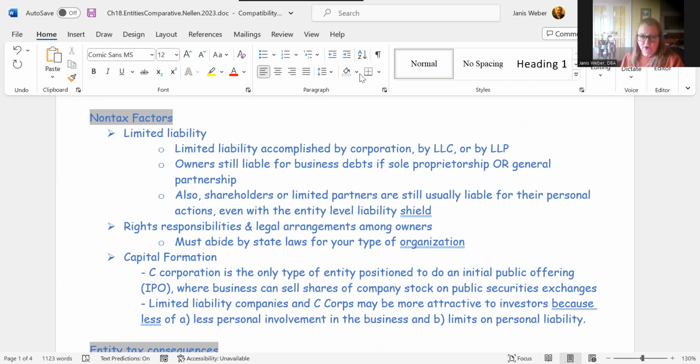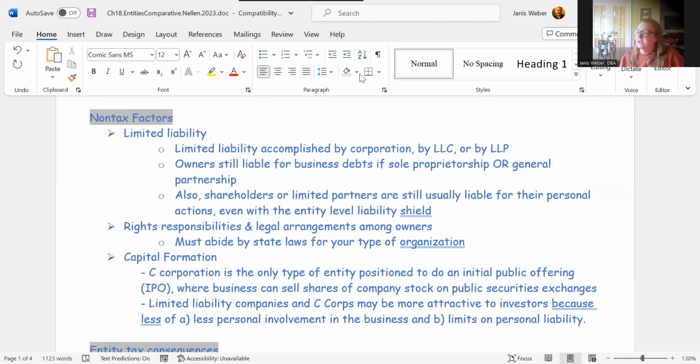Or if someone gets injured on the property, you're not responsible for those kinds of things if you have limited liability, but you are responsible for your own professional behavior. So you still can't get away from that liability by being a different kind of organization. That is in most states. I don't know of any states where you can use the corporate shield to protect you from your own misconduct.